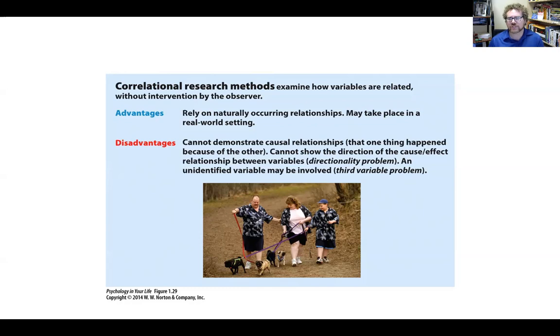Another problem with correlational research that prevents us from making causal statements is the directionality problem. The directionality problem is often posed by philosophers as the chicken and the egg problem. It's the question of which came first, the chicken or the egg, right? And it's almost an impossible question to answer. With correlational research, it's similarly impossible to tell which variable is responsible for the change in the other, if we even assume that there is a real causal relationship.